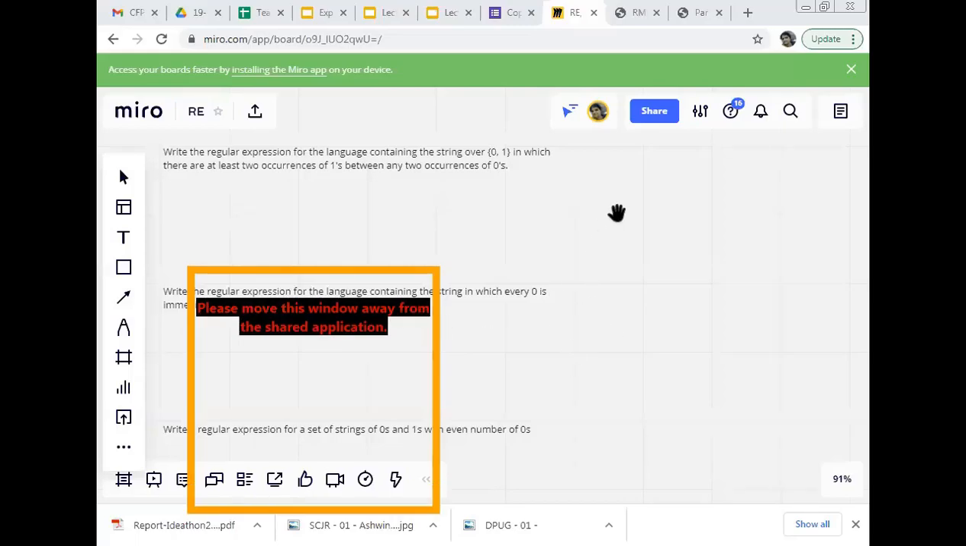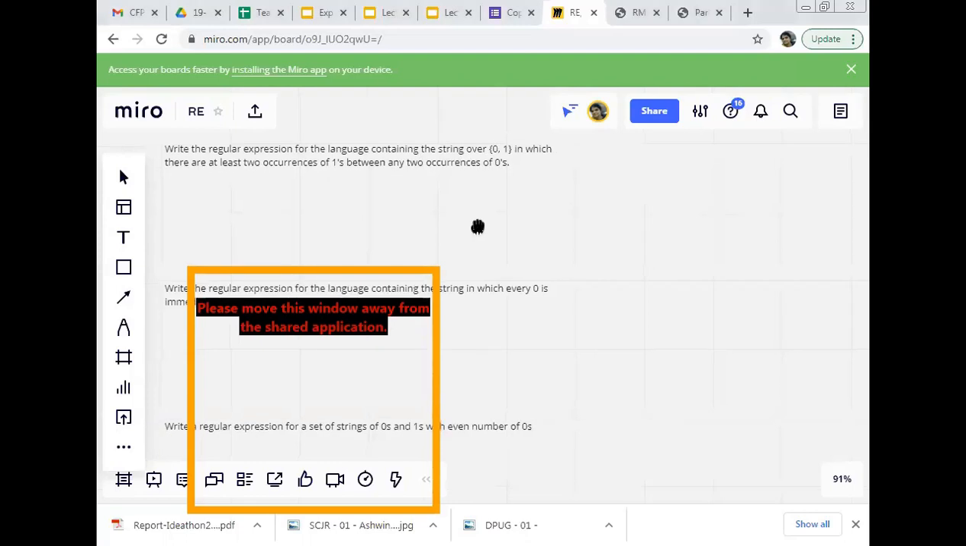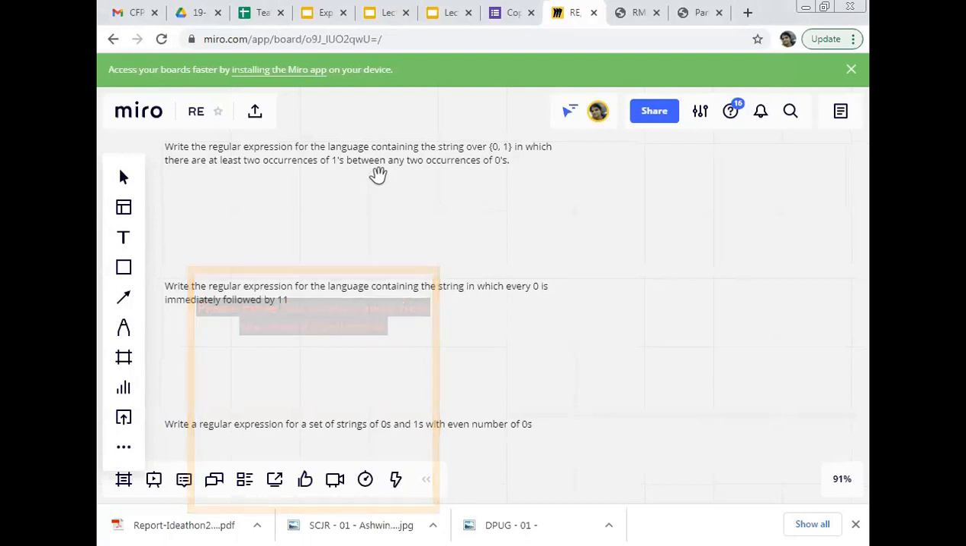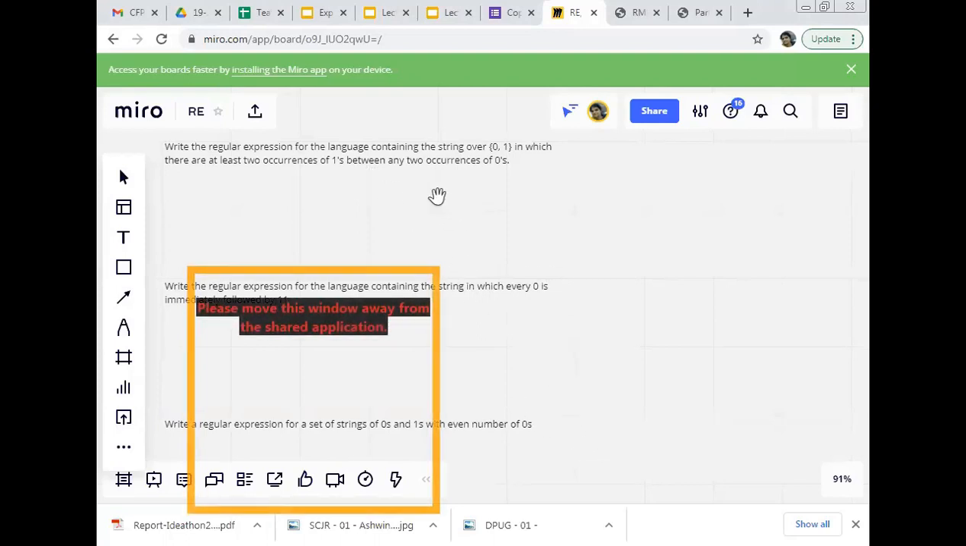Okay. I hope you remember what we were doing in the last lecture, what we were up to. क्या किया था हमने last lecture जब हमने लिया था? Regular expressions, right? We have done a few REs. We'll do some more REs and move on to the next topic, okay?